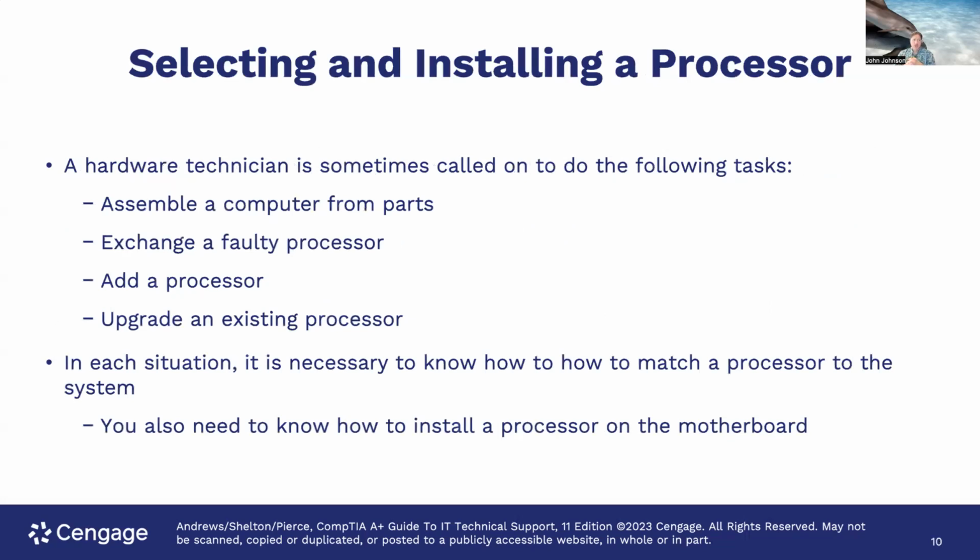Then when you're selecting and installing a processor, a hardware technician is sometimes called on to do the following tasks: assemble a computer from parts, exchange a faulty processor, add a processor, or update an existing processor. More likely on this list, what I've had to do is exchange a faulty processor on occasion. It's relatively rare, but if you've got an office that you're responsible for that has over 100 systems, it will happen eventually. I've worked in smaller offices with 3 or 4 people, and it's a rarity. But as you add to the number of systems you're working on, the chances of actually needing to do this rise.